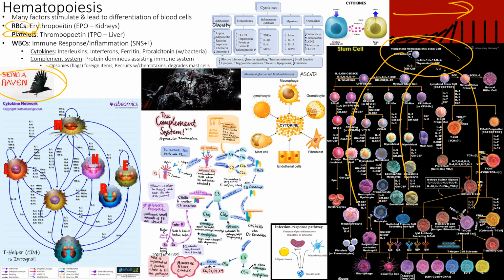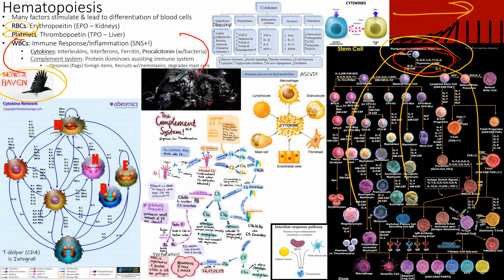And then when you need more white blood cells, what do you do? It's usually in response to an immune response or in response to an SNS response. This is going to trigger the white blood cell cascade to start firing off.